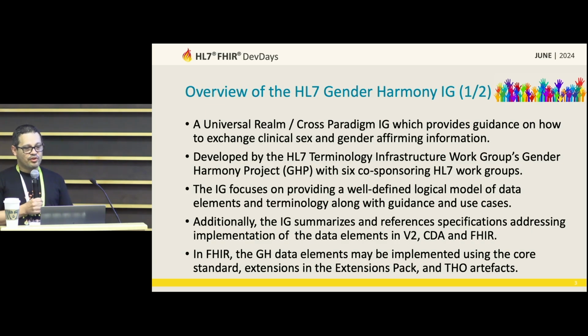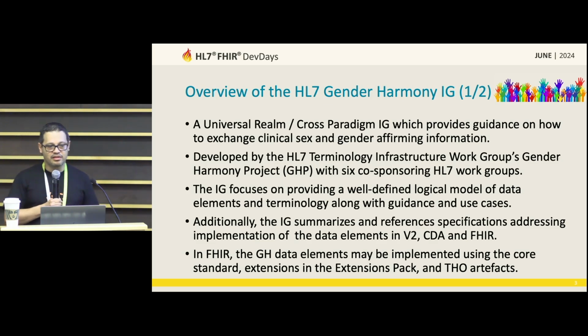Additionally, the IG summarizes and references specifications which address adoption in V2, CDA, and FHIR. And in FHIR, those gender harmony data elements can be implemented through a combination of the core standard extensions in the Extensions Pack and the terminology.hl7.org artifacts.